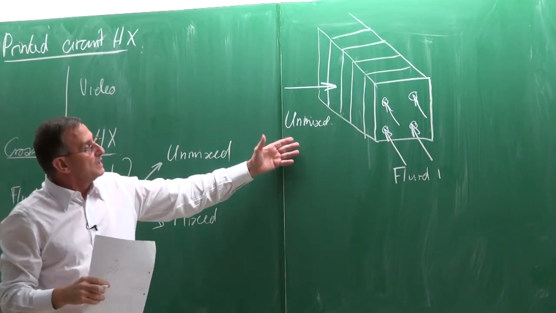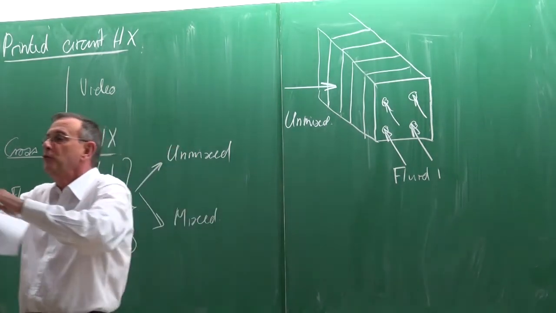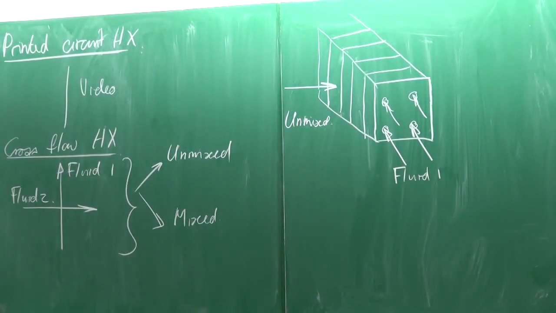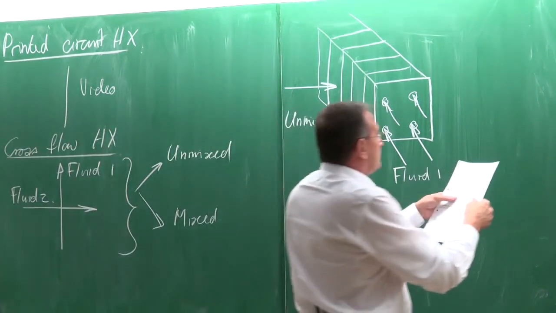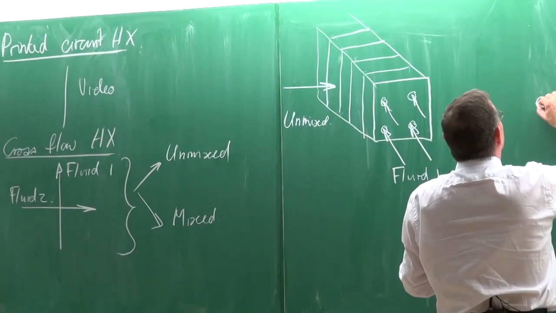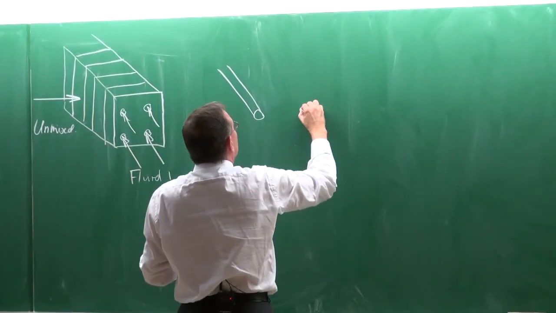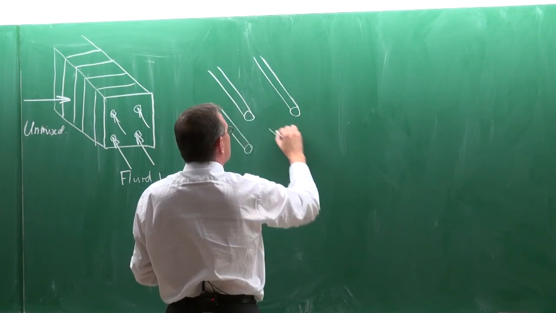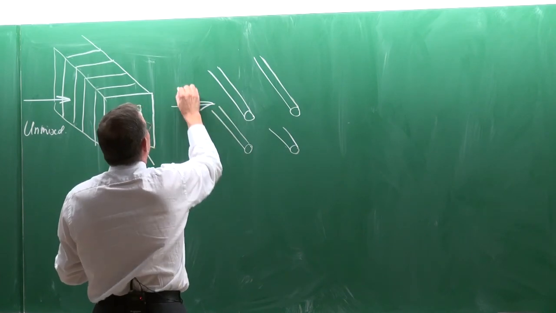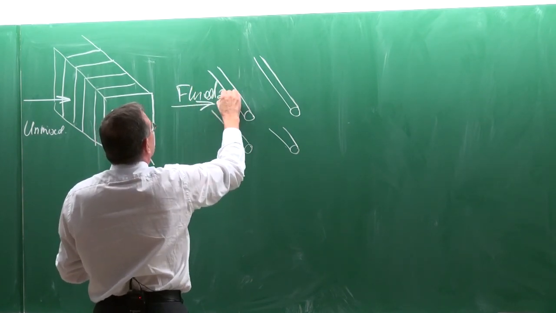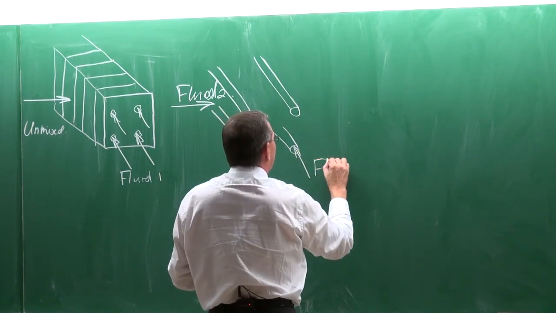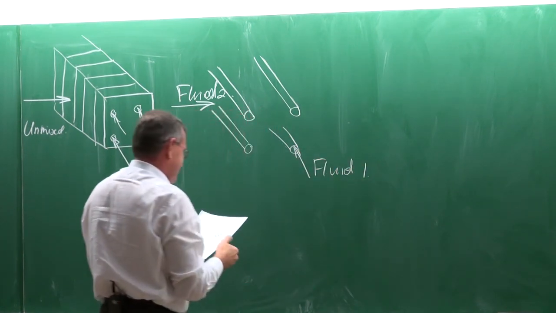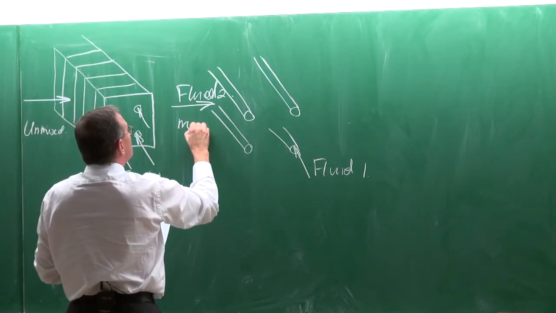So mixed or unmixed never has something to do with the two fluids themselves mixing. That cannot happen because the definition of a heat exchanger says that the two fluids must never mix. Okay. While for the case where it's mixed, it will be these tubes like that. And now fluid 2 will just flow like that. Fluid 2, and that would be fluid 1. So this would be the case of mixed flow.